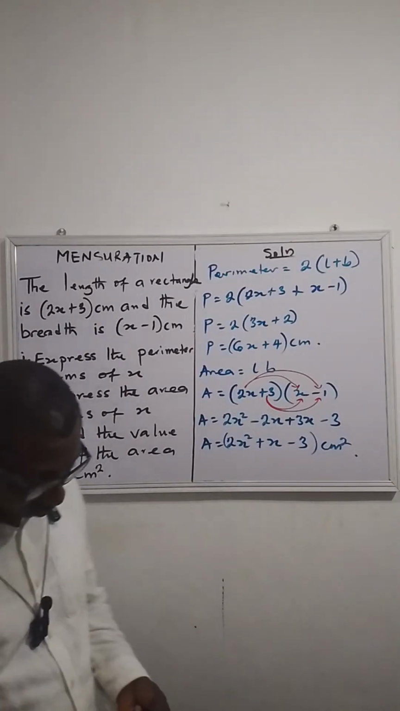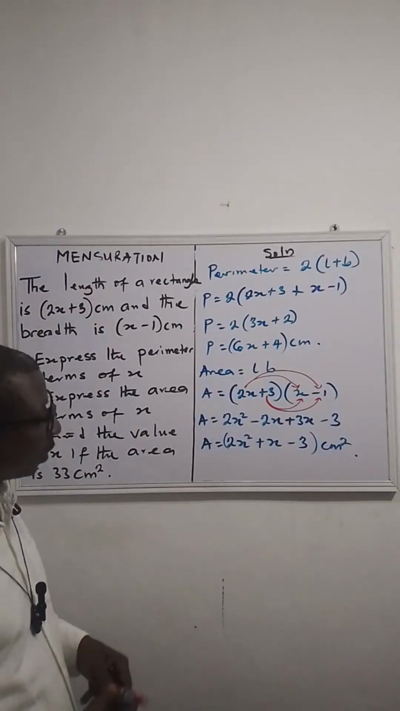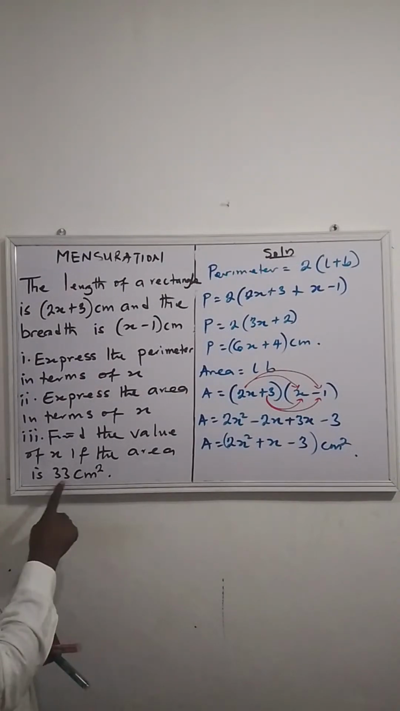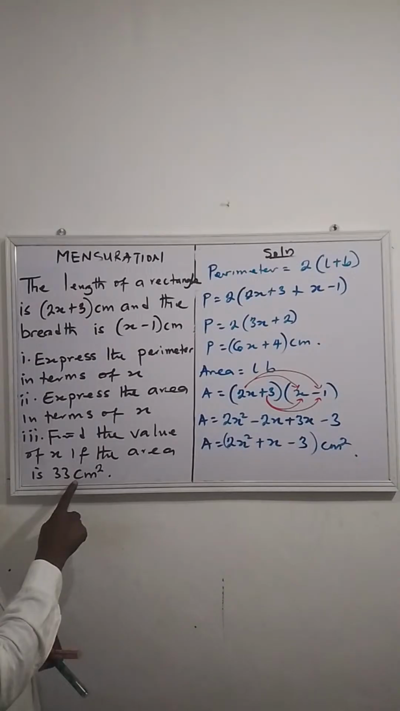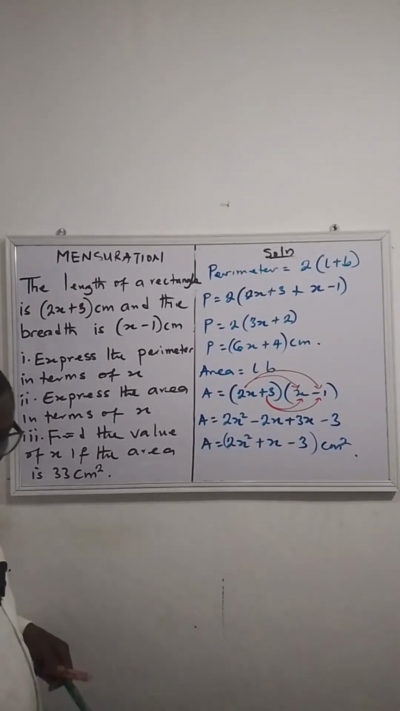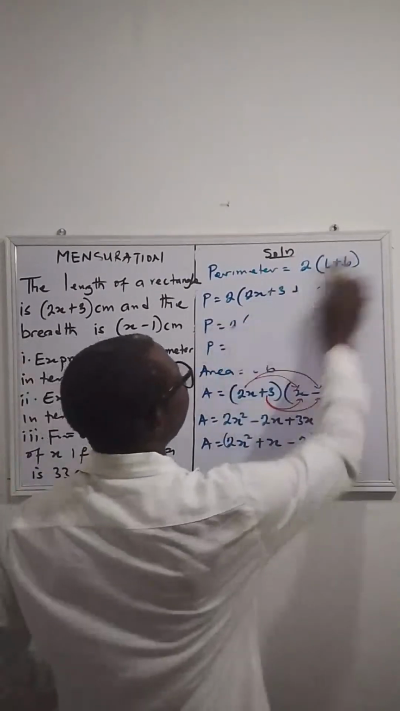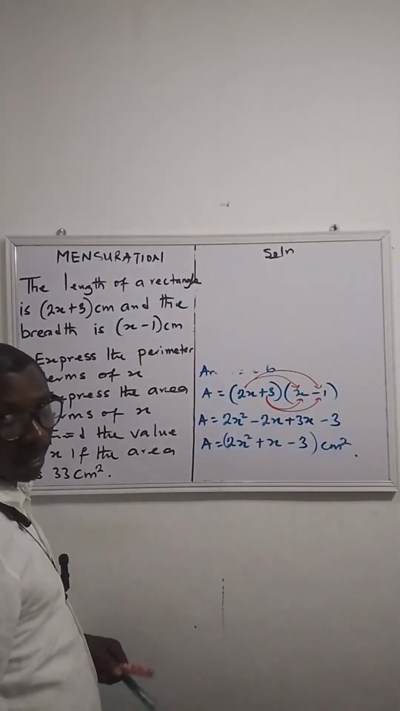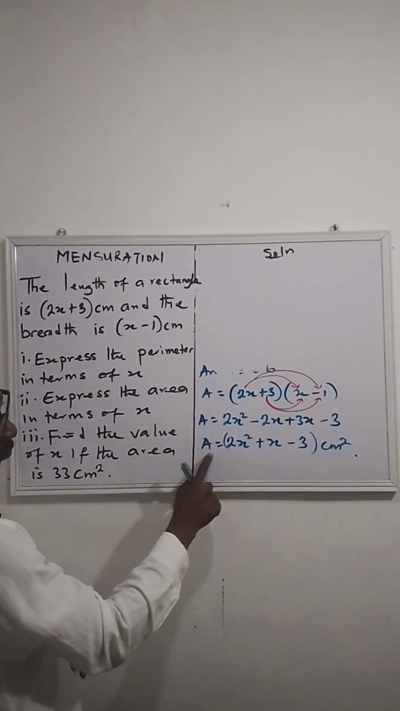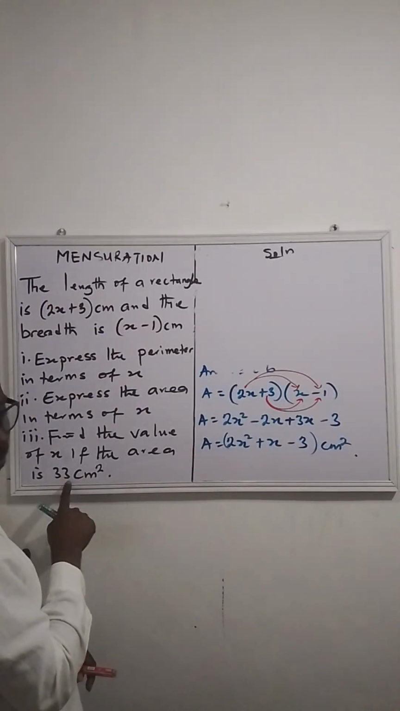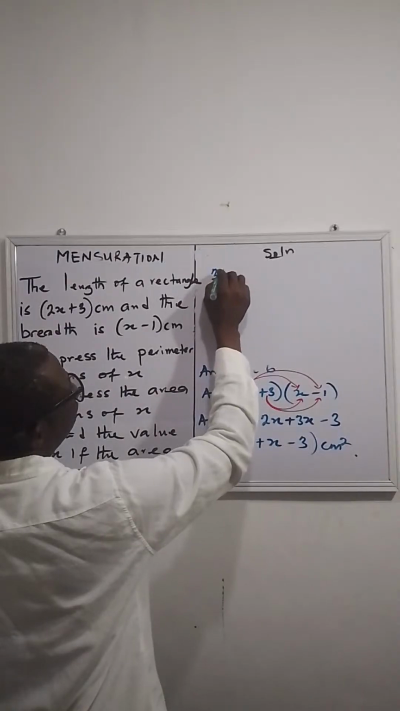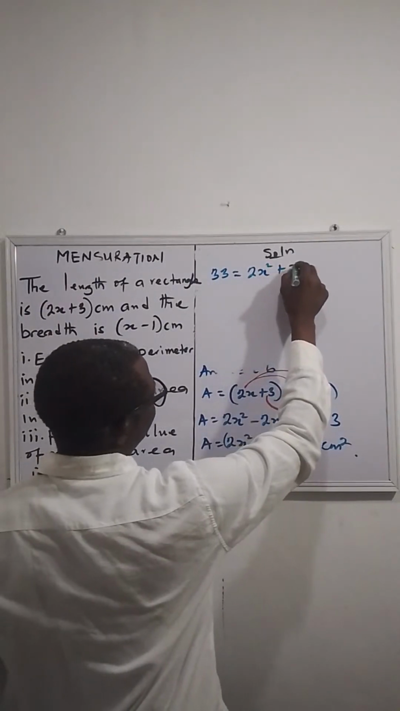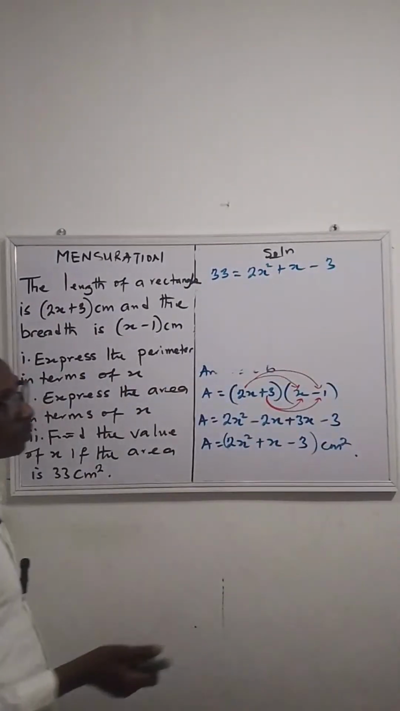Now let us look at the third part of the question. The question says that if the area is now 33, you have to find the value of x. So now let's get the value of x. Now the area is 33, so wherever we have area, we can plug in 33. So we have 33 equals 2x squared plus x minus 3. So that's what we have here.